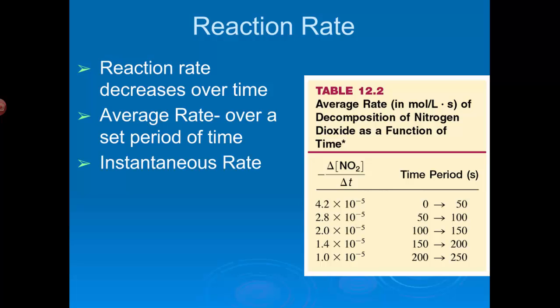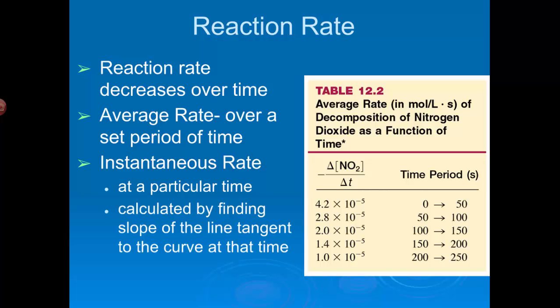Okay, but we can look at something called an instantaneous rate. An instantaneous rate is the rate of the reaction at a specific time. Since we know that overall the reaction rate decreases, we might be interested in saying, well, what is the reaction rate at this time right here, right at this particular time? And the way we're going to do that is we're going to need to graph some data, and we're going to need to calculate the slope of a tangent line to the curve of that data at that particular time. Here's what it looks like.